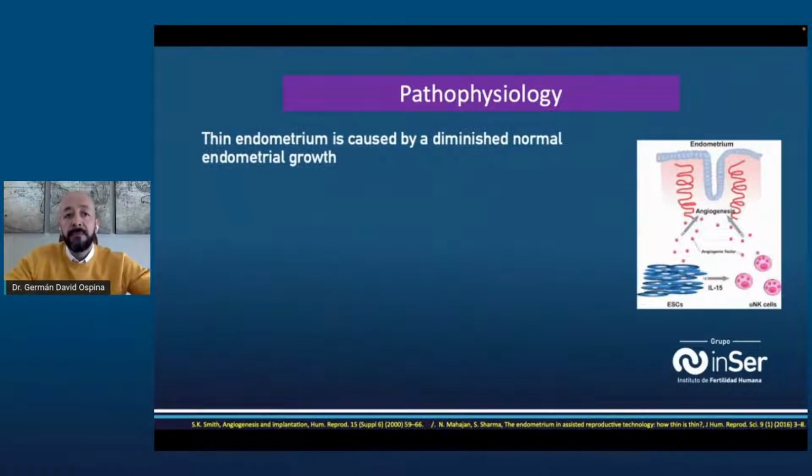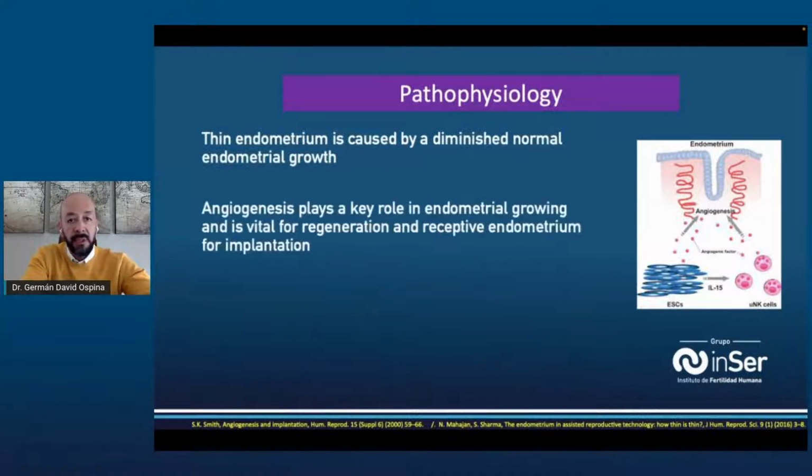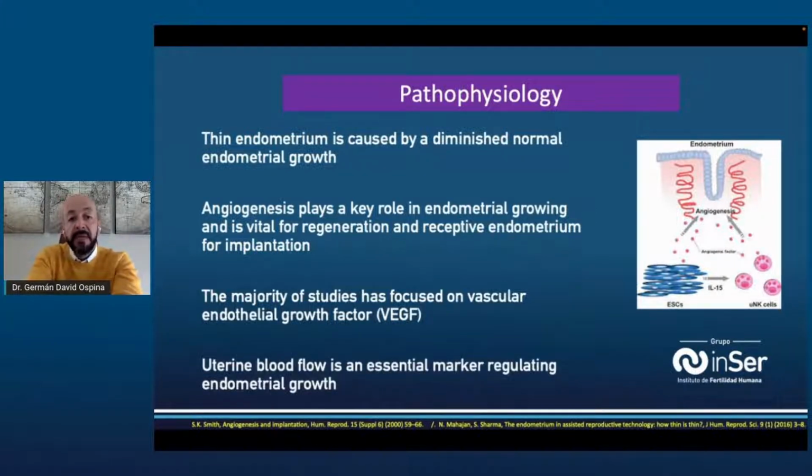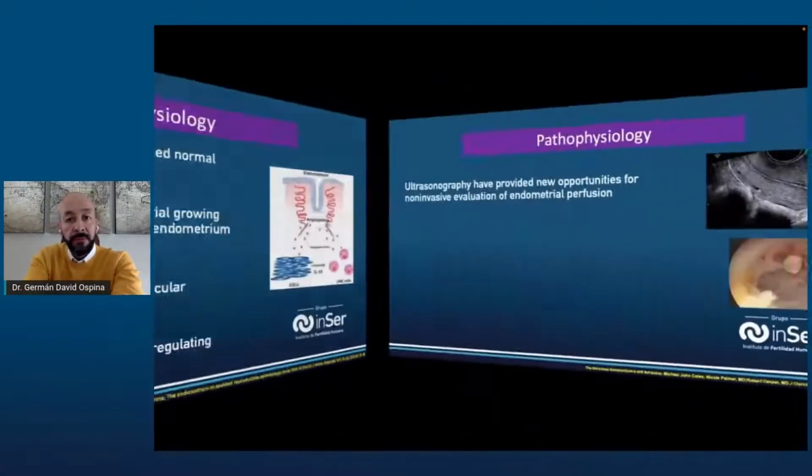The thin endometrium is caused by a diminished normal endometrial growth. This is an obvious definition, but angiogenesis plays a key role in endometrial growth and is vital for regeneration and a receptive endometrium for implantation. The majority of studies have focused on vascular endothelial growth factor, or VEGF, because the uterine blood flow is an essential marker regulating the endometrial growth.